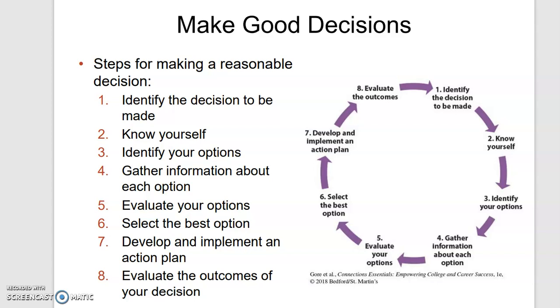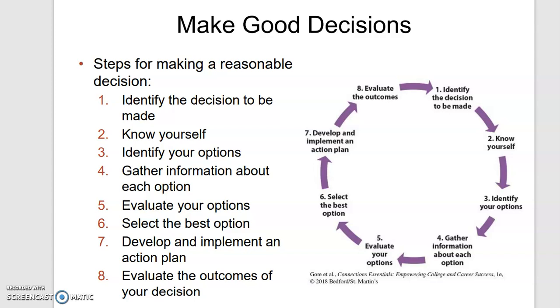This brief video is going to summarize the information about decision-making and personal responsibility from Connections Essentials. The decision-making model illustrated in Connections Essentials is 8 steps. On this slide, you see the 8 steps in linear order on the left, and then a circular representation of the 8 steps on the right.